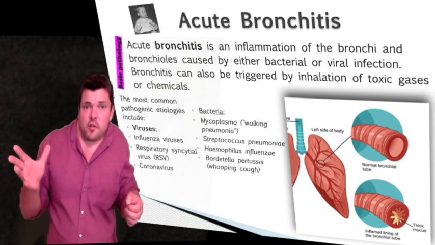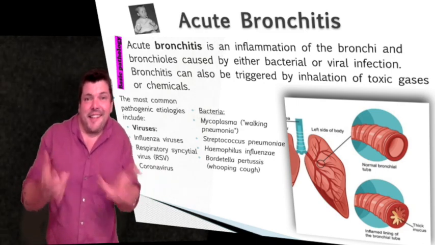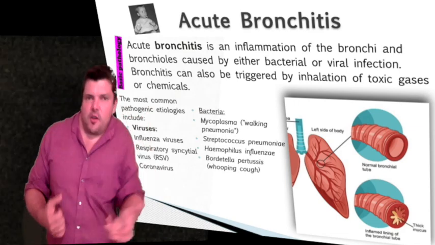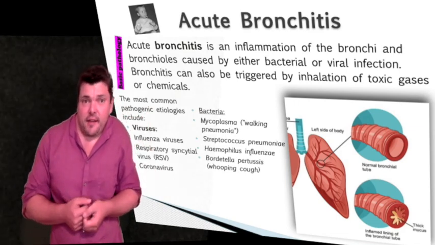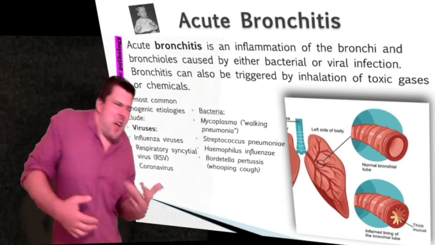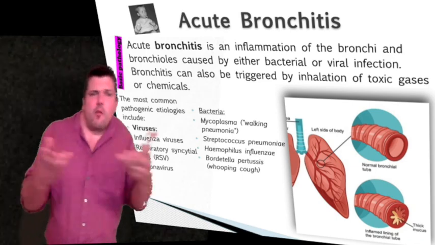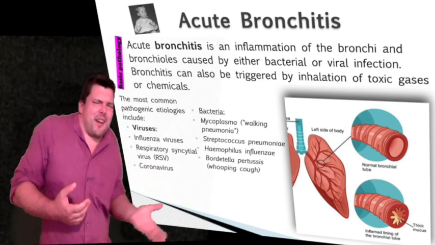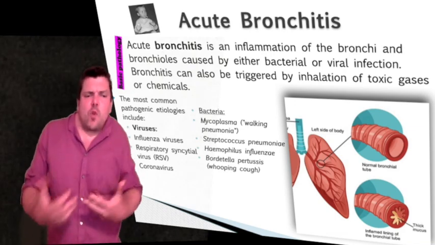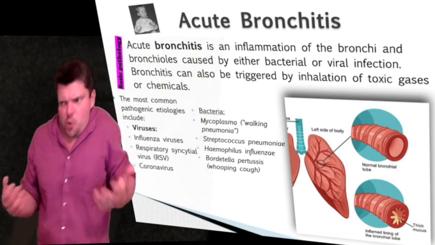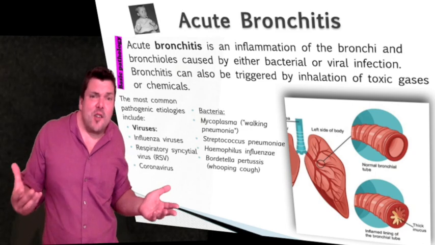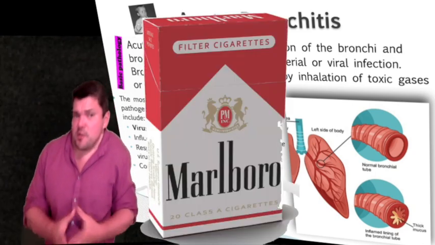Bronchitis. Inflammation of the bronchi. Easy enough, right? Bronchitis comes in 2 general forms: acute and chronic. Acute bronchitis, generally speaking, a viral or bacterial phenomenon. Chronic bronchitis, more often associated with things we do to our lungs, such as inhalation of noxious substances.